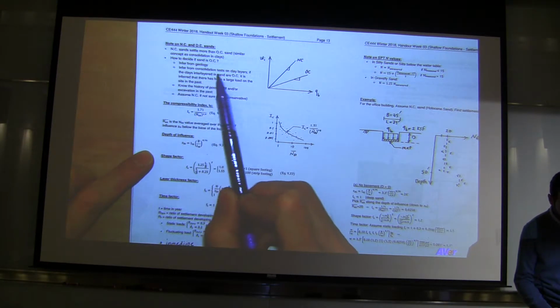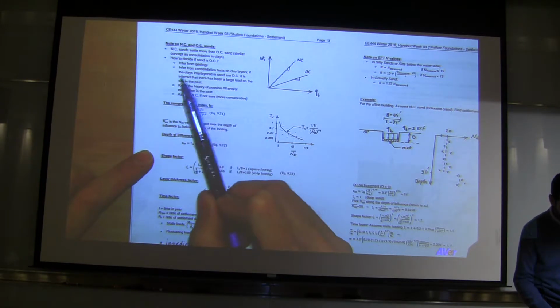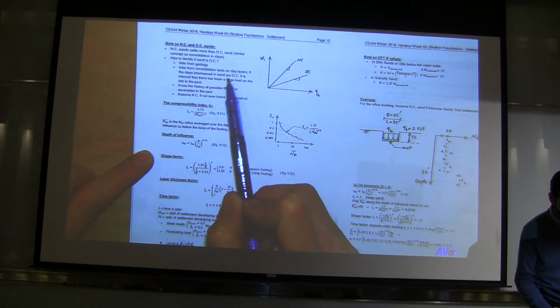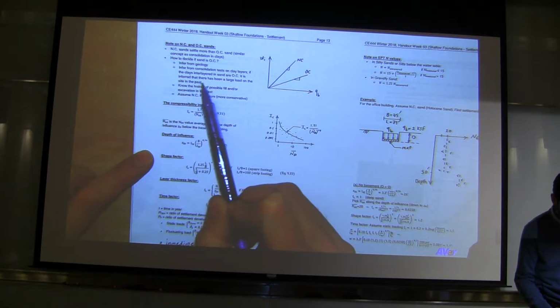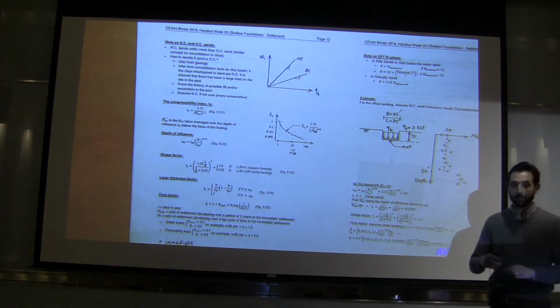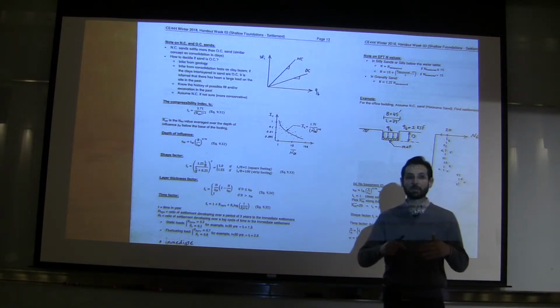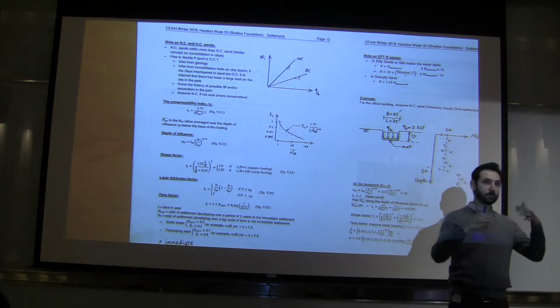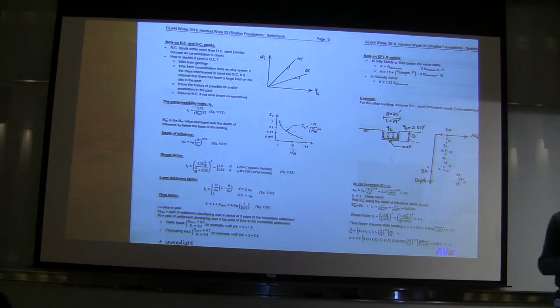Infer from consolidation test on clay layers. If the clay interlayered in sand is OC, it is inferred that there has been a large load on the site in the past. So usually in sites we have sand, clay, sand, clay, sand, clay. So they're interlayered. And what do we do the consolidation test on? We do it on clays, right?